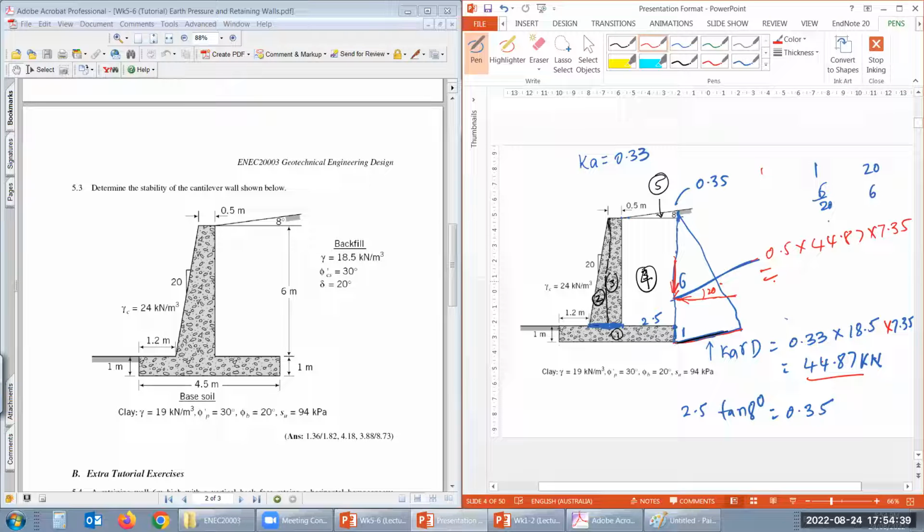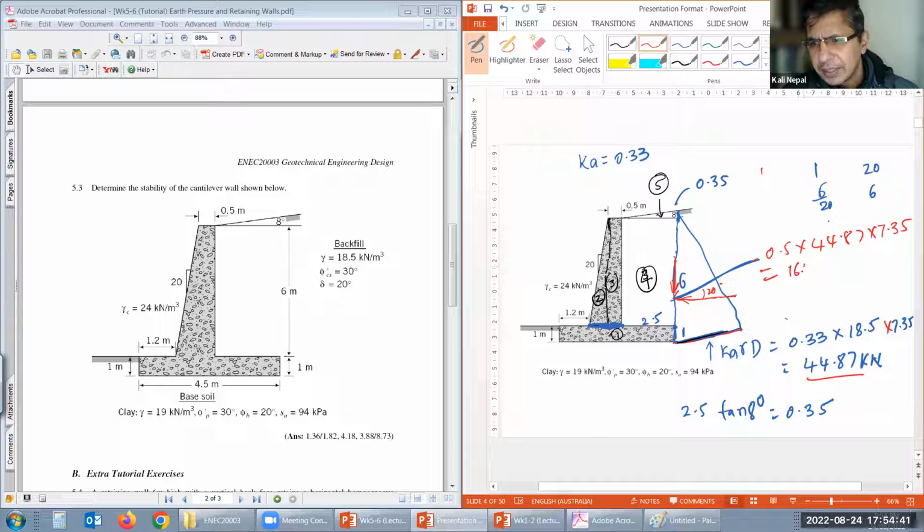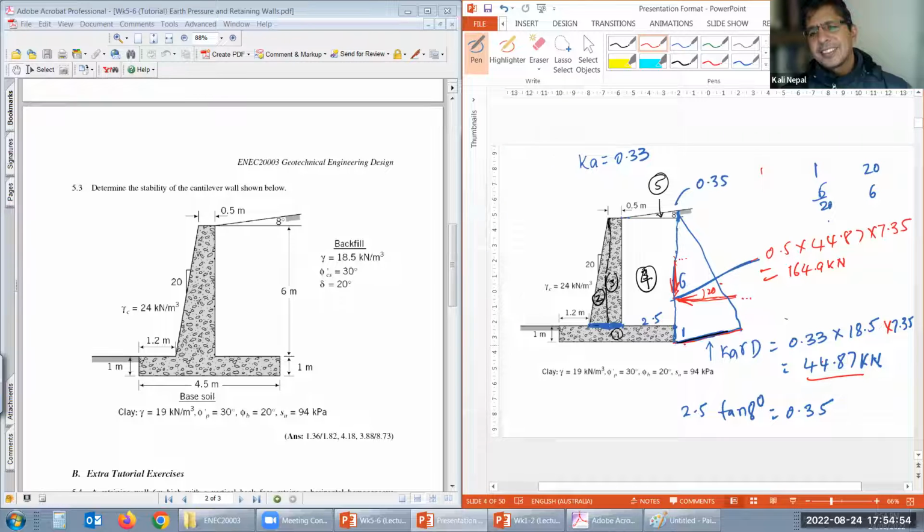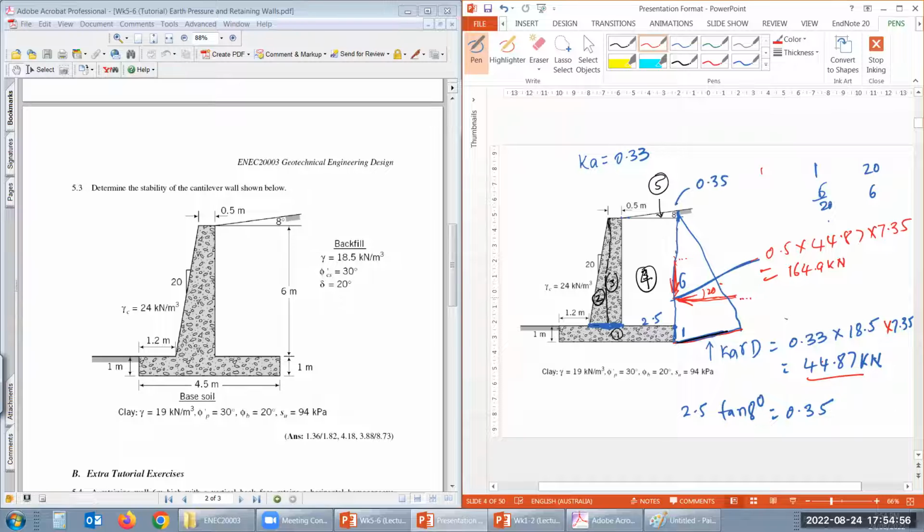164.9 kilonewton there, right? Now you need to convert it into horizontal and vertical components. It's 164.9 cos 20, and cos 20 gives the horizontal and sin 20 gives the vertical.